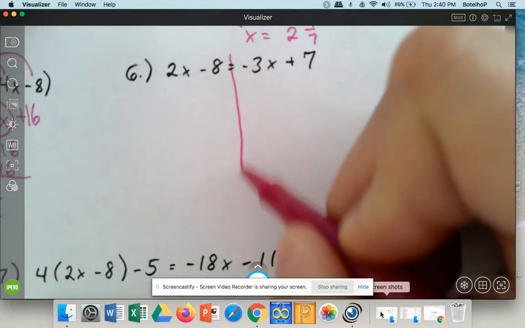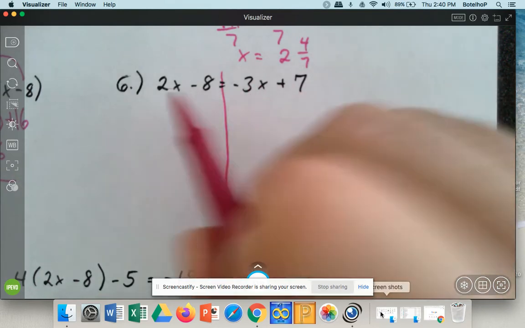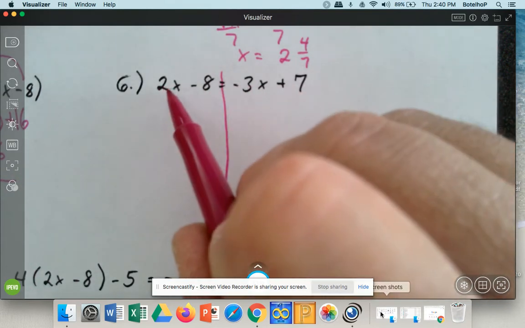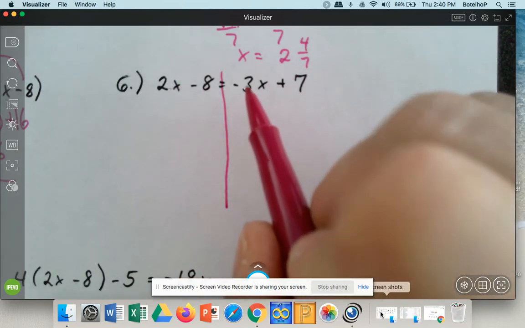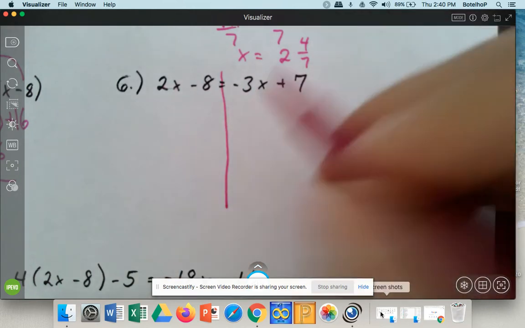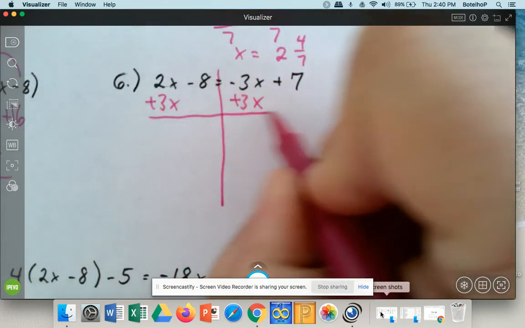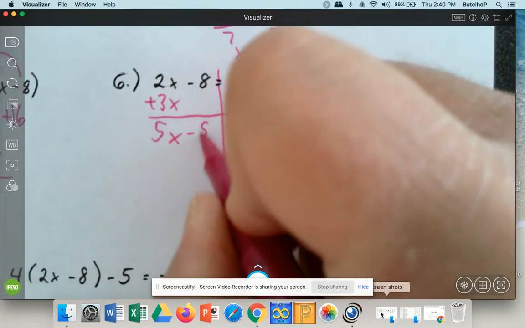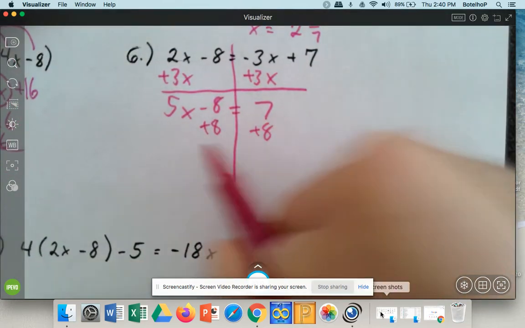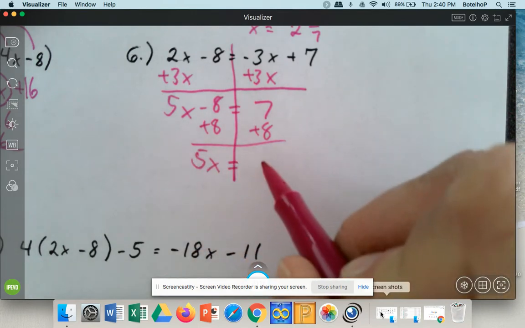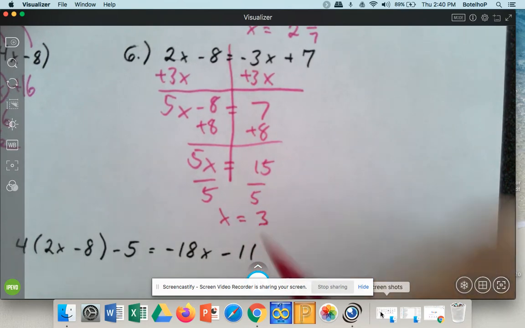Number 6. Okay, so this time you have an x on both sides of the equation. If you remember from 7th grade, usually you want to get rid of one of these, the negative 3x or the 2x, by doing the opposite. You usually get rid of the smaller one. So which one's smaller, negative 3 or 2? Negative 3. So I'm going to add 3x here. And I'm left with 5x minus 8 equals 7. Nice little two-stepper, plus 8, 5x equals 15. Divide each side by 5, x equals 3.